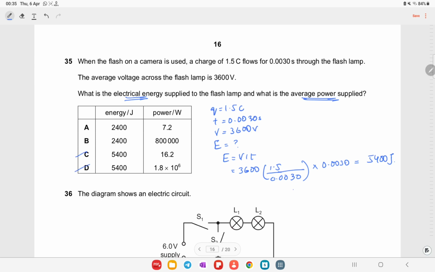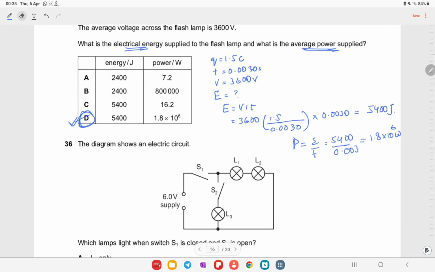Now let's see what your power is. So power is energy over time. So you will have 5400 divided by 0.003, and you will end up with 1.8 into 10 to the power 6 watts. So option D is your right answer. C will not be your answer.